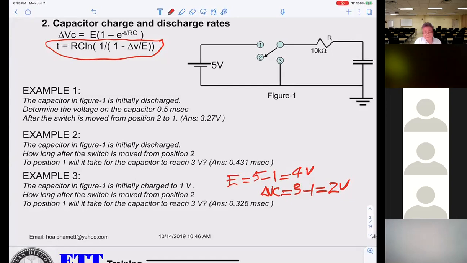So in order to do that kind of problem, when you get the formula, try to understand what the delta VC is and what the E is. Normally, if you are writing a calculation program, you just tell the computer to calculate it for you. You don't have to use your calculator. Any question regarding examples 1, 2, and 3? If not, we can go to the next one.